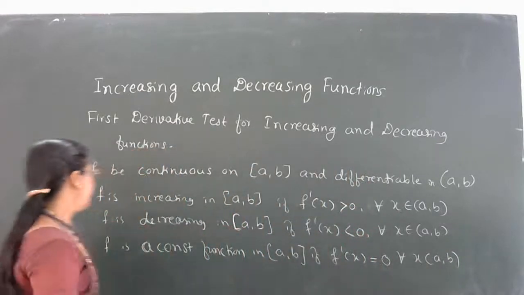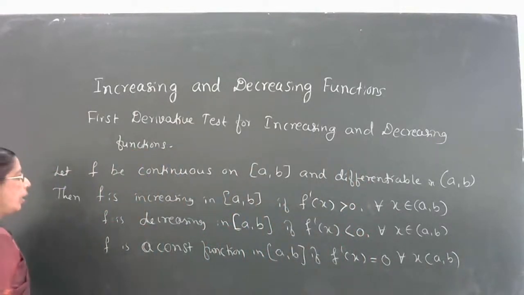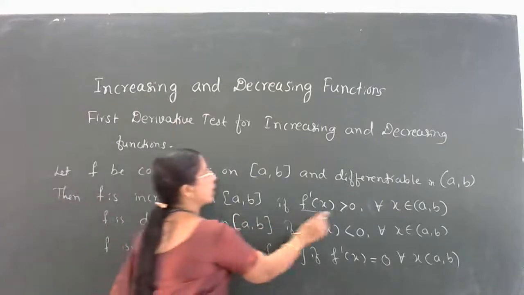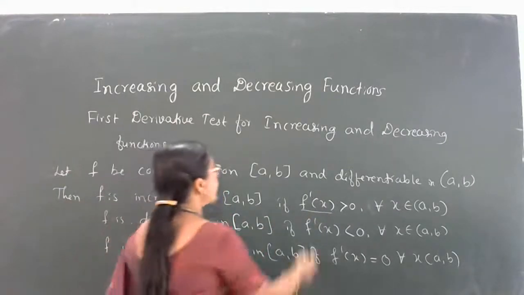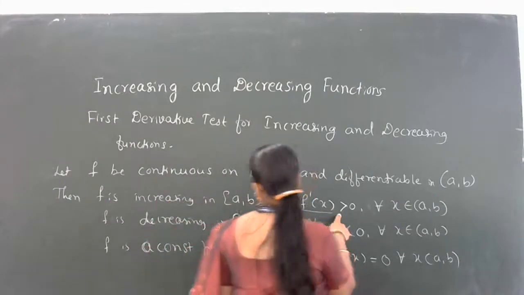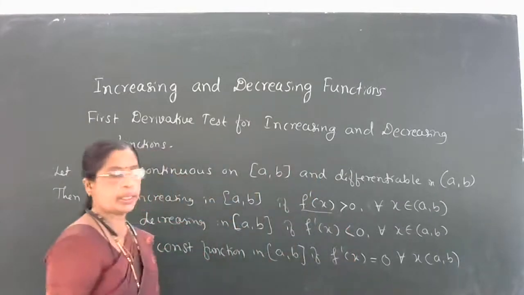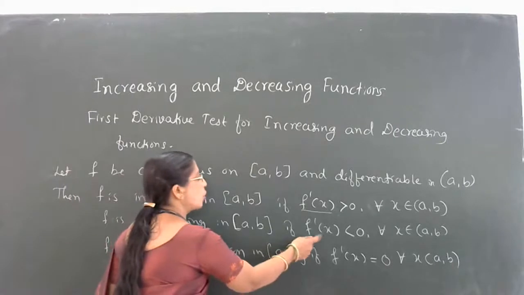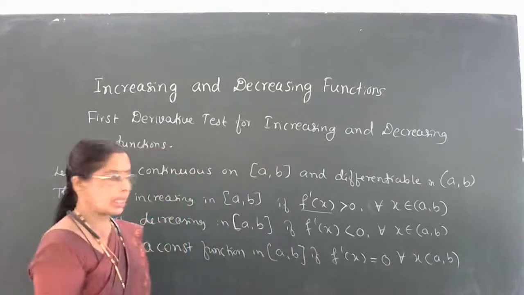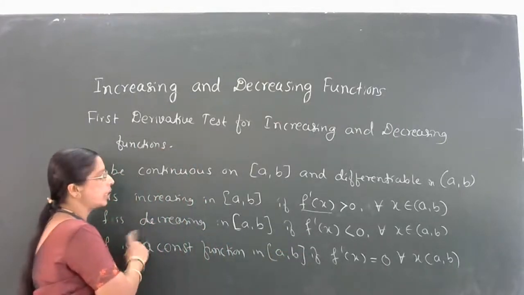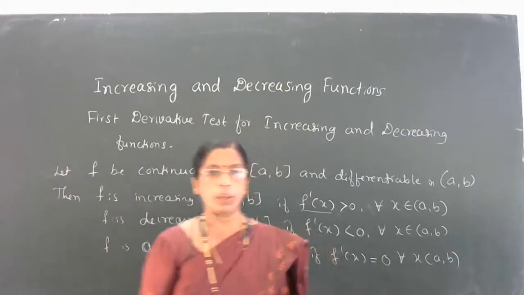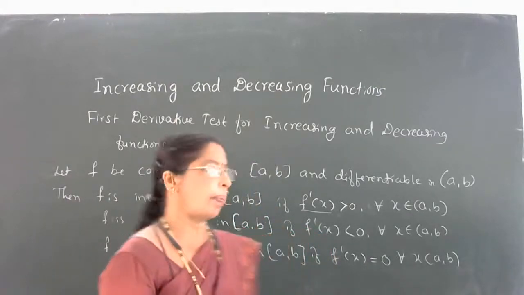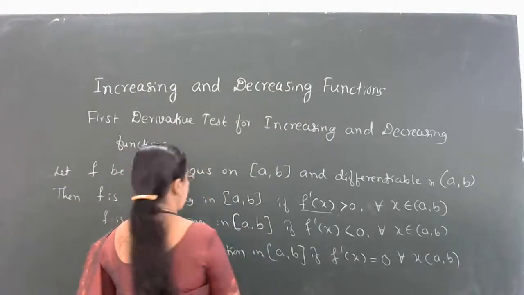Here, three conditions are there. f dash x is the derivative of the function. If it is greater than 0, the function is increasing. If f dash x, or the derivative of the function, is less than 0, the function is decreasing. Then, if f dash x is equal to 0, the function is a constant function.